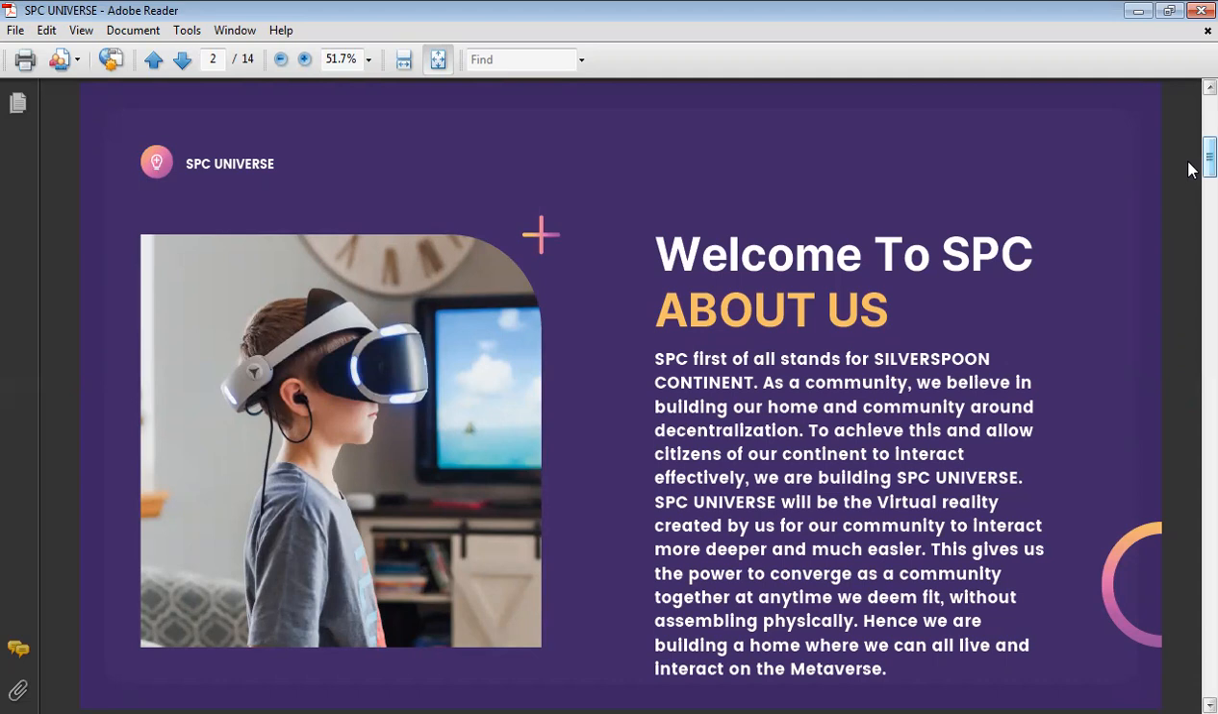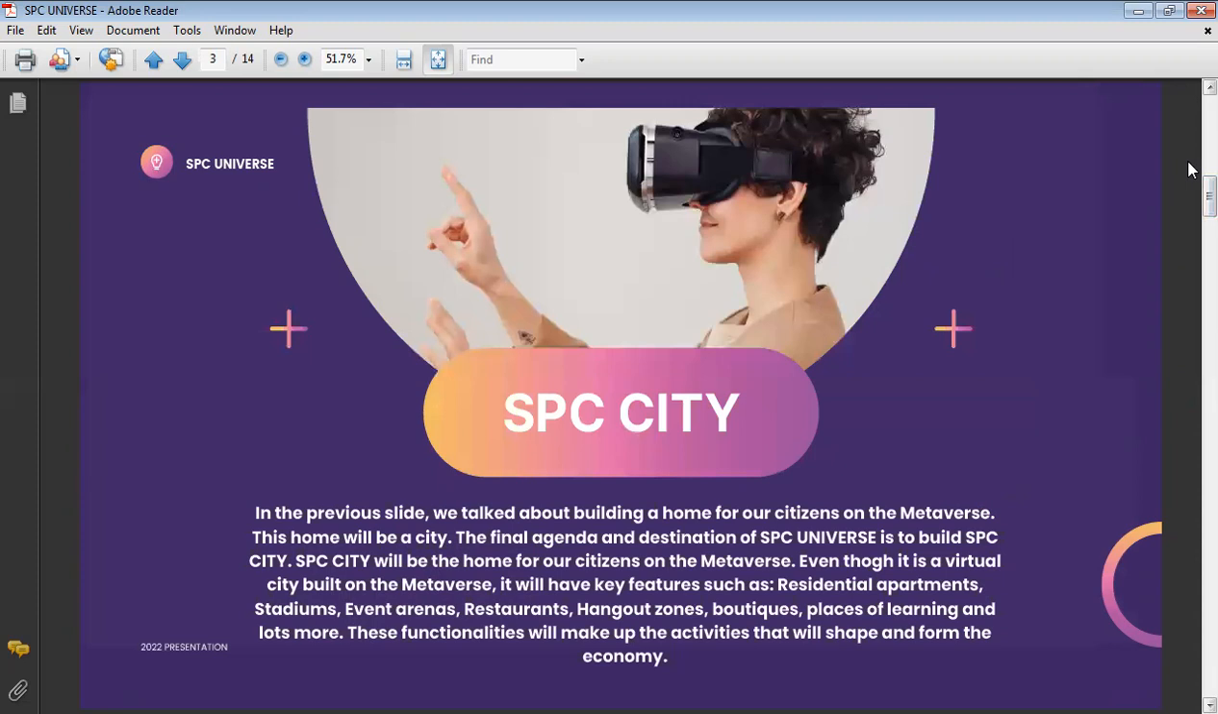Exciting. Now we get to talk about the SPC City. In the previous slide, we talked about building a home for our citizens on the metaverse. This home will be a city. So when we talk about building a home on the metaverse for our community, our citizens, we are talking about building a city. The final agenda and destination of the SPC Universe is to build SPC City. SPC City will be the home for our citizens on the metaverse.